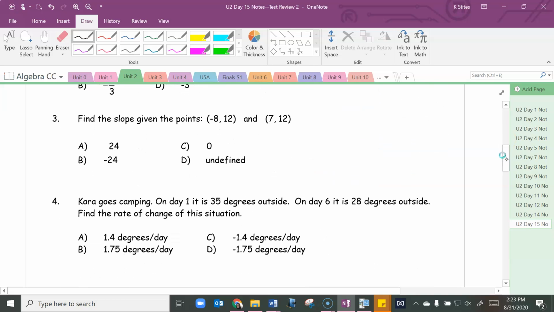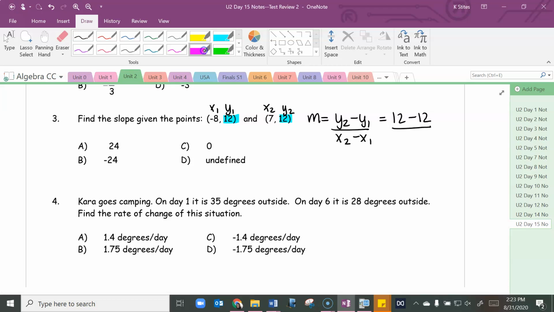We can also find the slope using our slope formula, which looks like this. y2 minus y1 over x2 minus x1. We'll go ahead and label our points. And then we can just plug our numbers into the formula. y2 minus y1 is 12 minus 12 over x2 minus x1, 7 minus negative 8. So this becomes a 0 over 15, and 0 divided by anything is 0. That means this would represent a horizontal line.